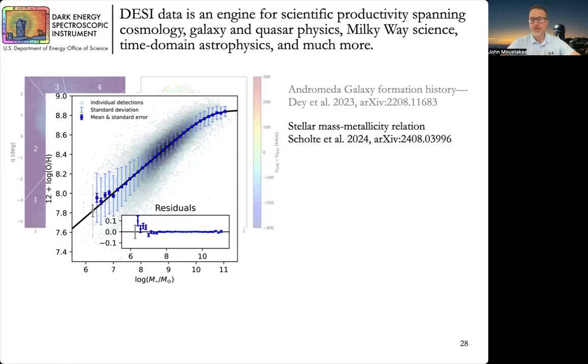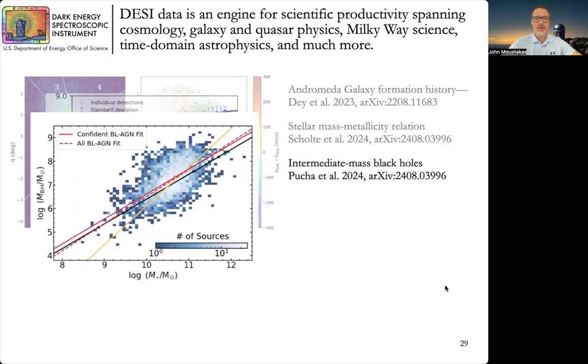Very nice paper here by Schulte et al. in 2024 on the stellar mass metallicity relation. This shows the abundance of oxygen in galaxies as a function of stellar mass. And in this paper, they measured this relation over 4 orders of magnitude in stellar mass. Fantastic work. This paper by Pucha et al. has identified the largest ever sample of intermediate mass black holes, which we believe to be the seeds for the supermassive black holes that we observe in the centers of massive spheroidal galaxies today. And this shows the relation between the mass of the black hole versus the stellar mass of the galaxy, extending down to 10 to the 5 or 10 to the 6 and even 10 to the 5 solar masses.